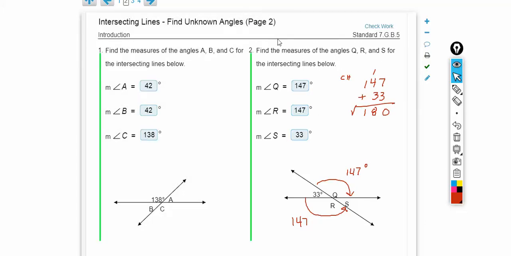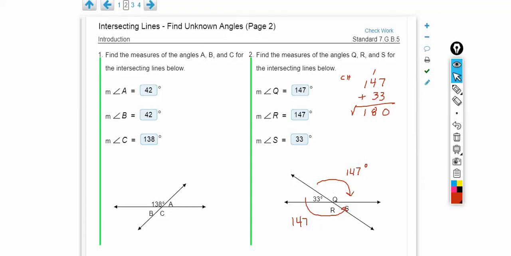Alright, checks out. Pause and rewind as necessary as we move on to page 3.